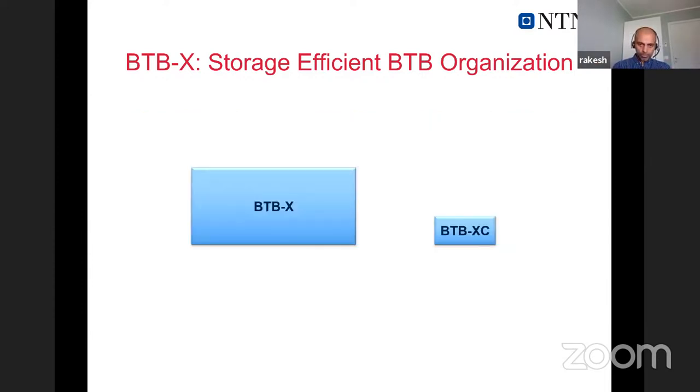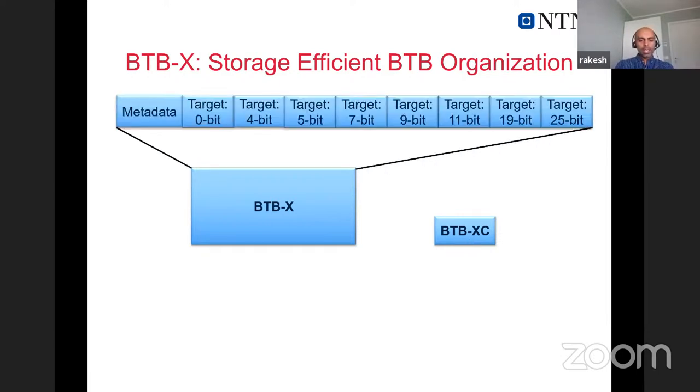Let's take a look. This is the overall design. We have a BTBX, and we also have a small conventional BTB, and we will see in a moment why. Each entry in BTBX holds some metadata, for example, tags and valid bits and so on. And then the target field in each way has a different number of bits. For example, the zeroth way does not have any bits in the target array because it is reserved for return instructions. And then you have gradually increasing sizes: 4, 5, 7, 9, 11, 19, and 21.